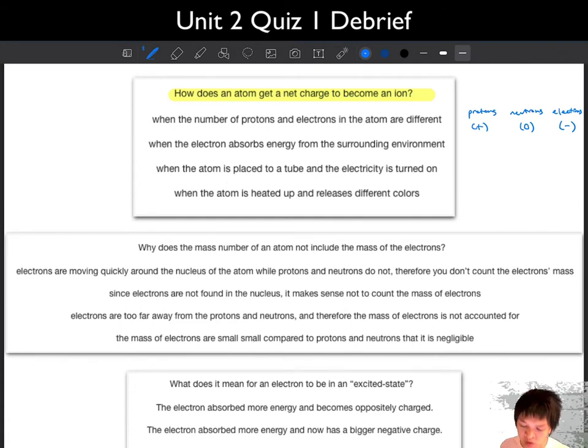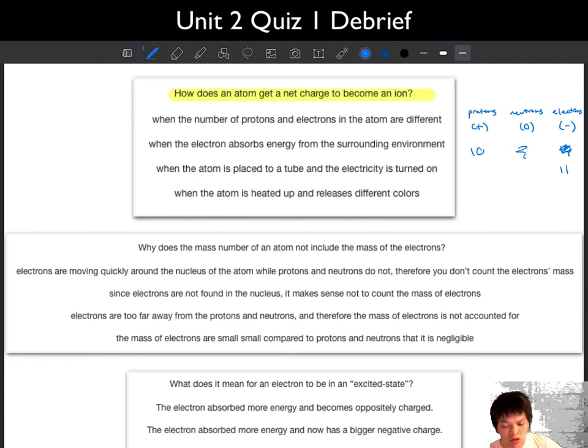So, for example, if you have 10 protons and you have 10 electrons, it doesn't matter whatever the neutron count is. If there's 10 protons and there's 10 electrons, that means there's 10 positive charges and 10 negative charges. That means the net charge would be 0 because the 10 positives cancel out with the 10 negatives. Only when you have a difference of protons and electrons will there be a net charge.